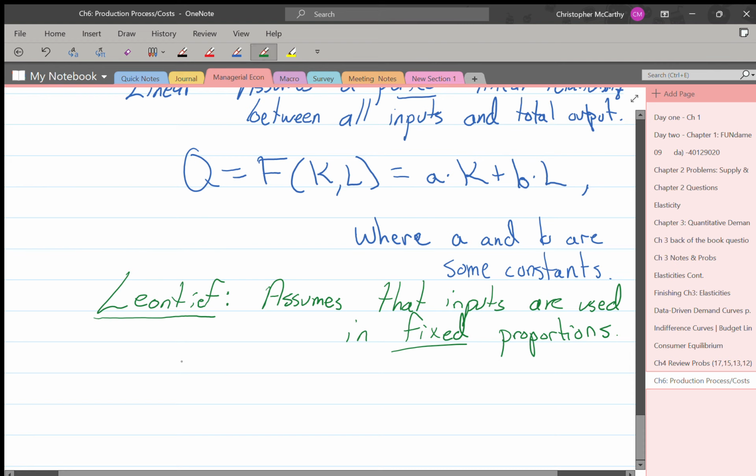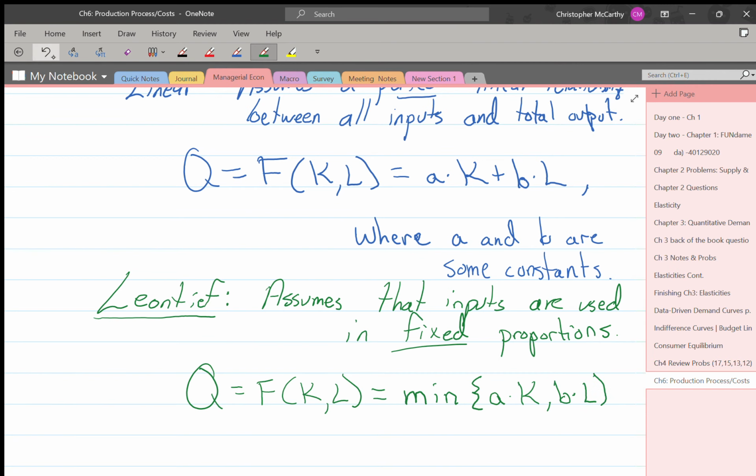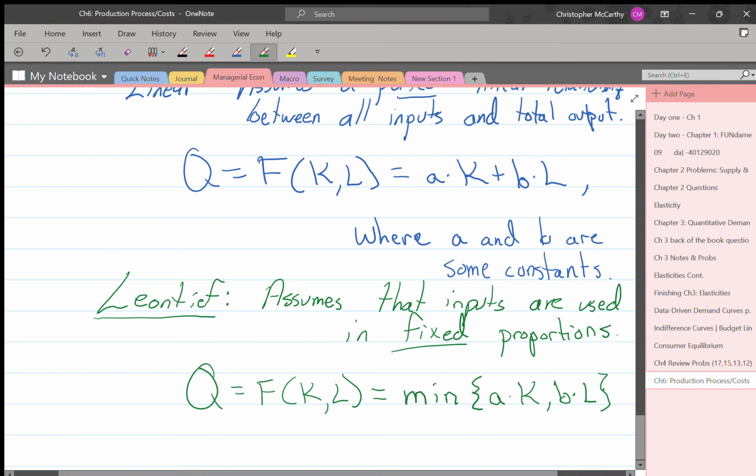And so we represent this by Q equals big F of K, L equal to the minimum of these two functions, either A times K or B times L. And again, A and B are some constants.